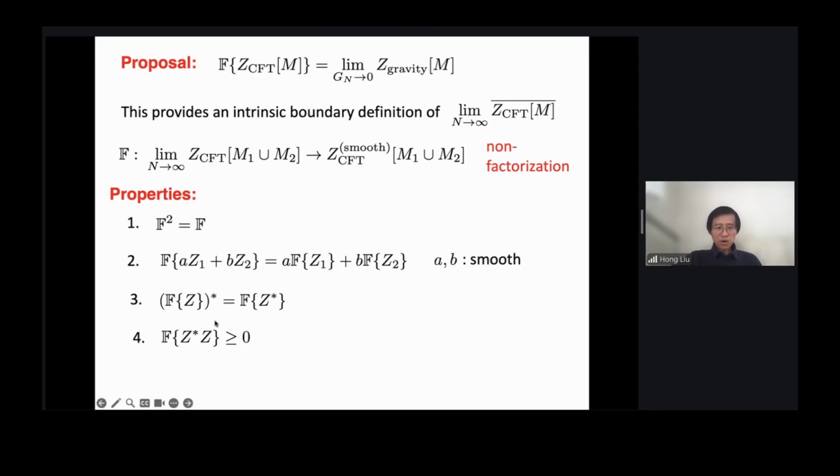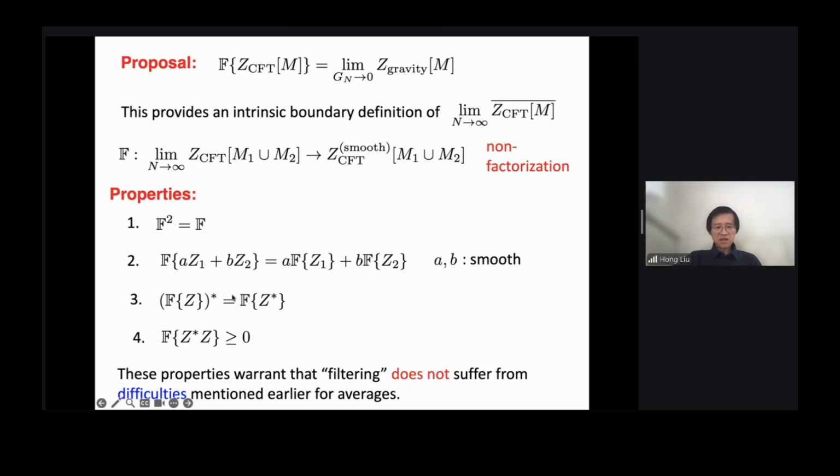And now with just these simple properties, you can easily convince yourself that this filtering procedure does not suffer from the difficulties mentioned earlier for averages. This is intrinsically defined in principle for any CFT and universally defined. And this will not destroy those agreements which we had for individual theory, because this split is based on individual theory. You don't need to look at the ensemble of theories. You don't need to do any average. So all these difficulties associated with the averages, you avoid them.